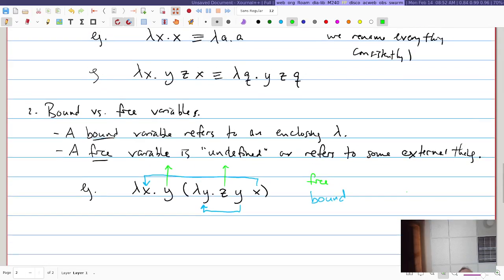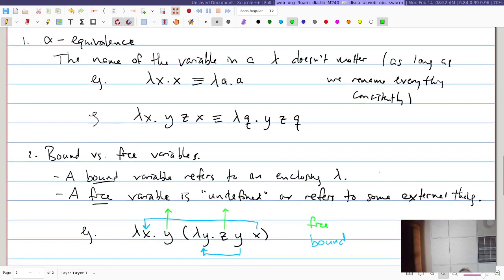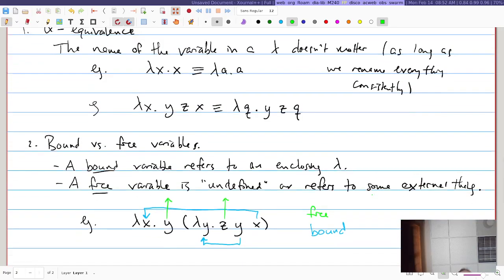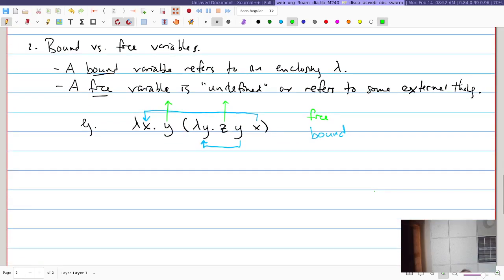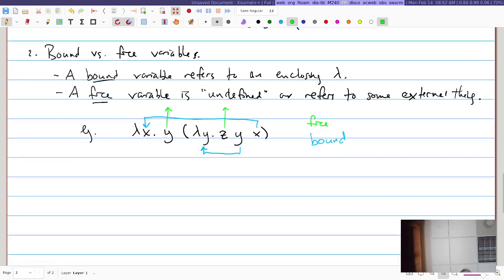Okay. So one reason we need to talk about that is going back to the idea of substitution. We need to be careful about which things are bound versus which things are free. So, how do I say, what's the problem?